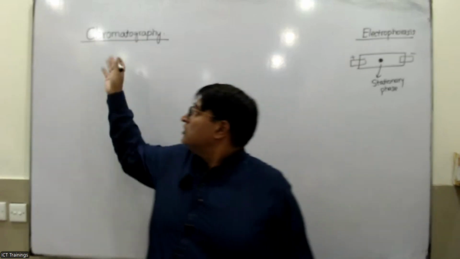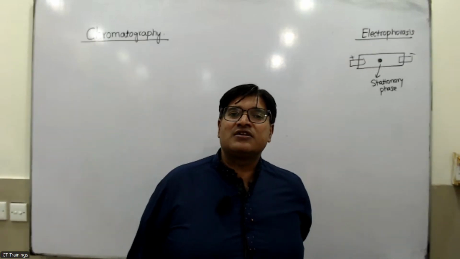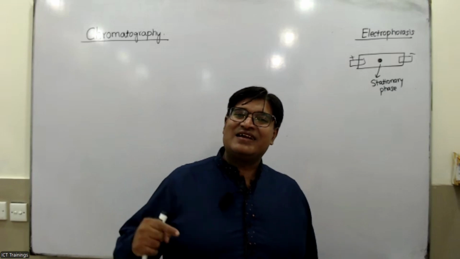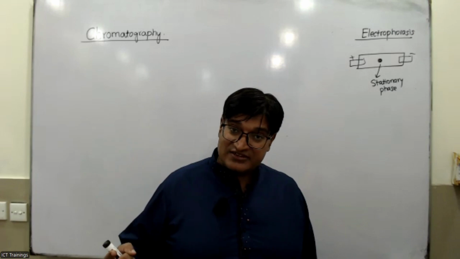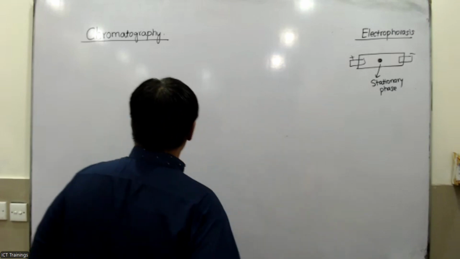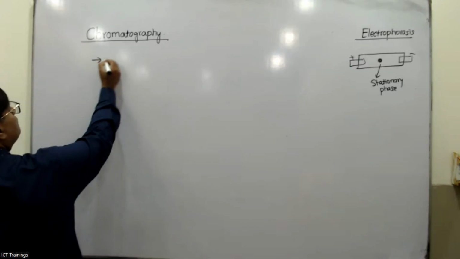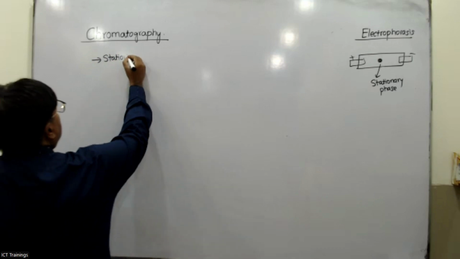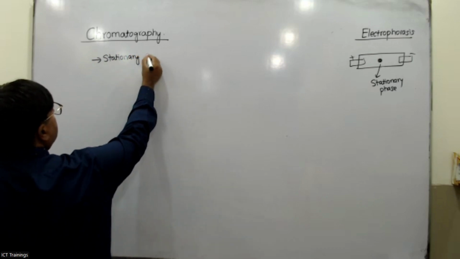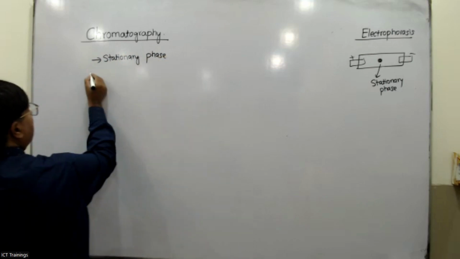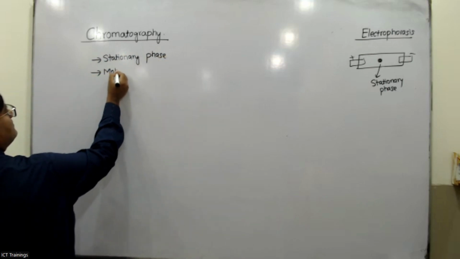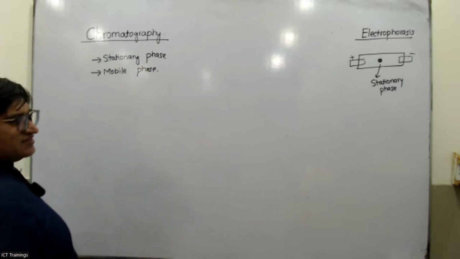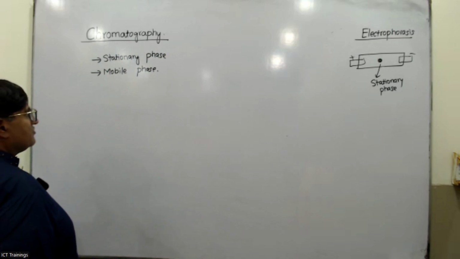Now, in the chromatography, we got two phases. The first phase is called the stationary phase. The second phase is called the mobile phase. So these are the two phases in the chromatography.